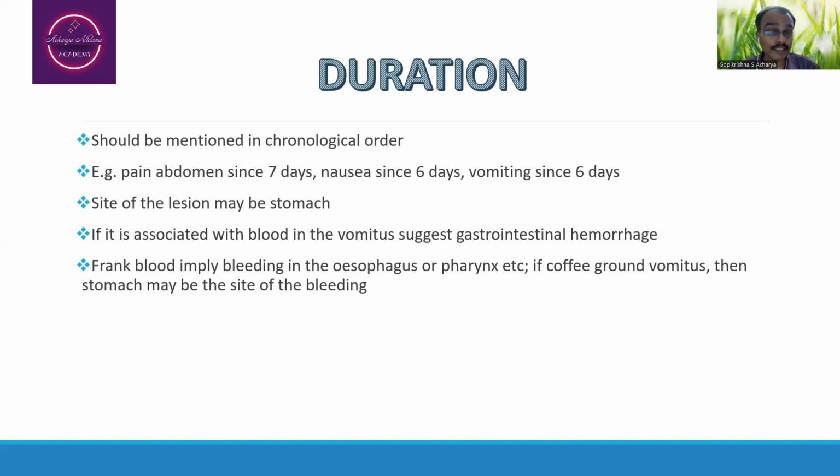Further, if the pain abdomen is associated with the presence of blood in the vomitus, that may indicate upper gastrointestinal hemorrhage. If it is frank blood, then the site of the lesion may be in the esophagus. And if the person is having coffee ground vomitus, that means a dark black color, in that situation the site of the lesion may be in the stomach, and that may indicate the bleeding is present in the stomach region.